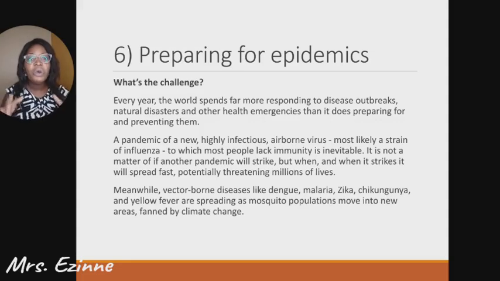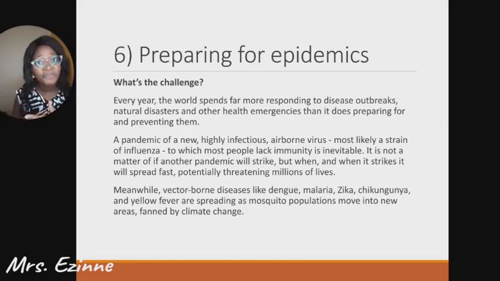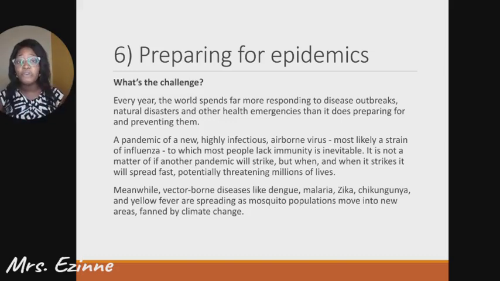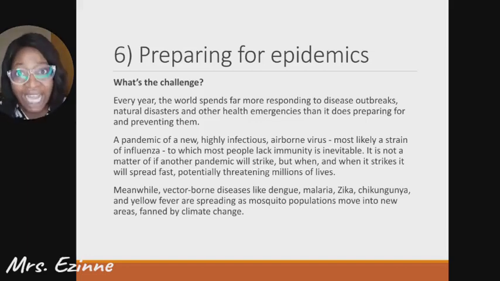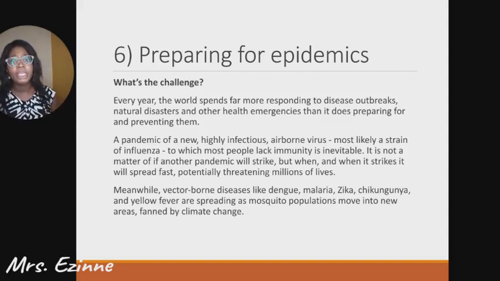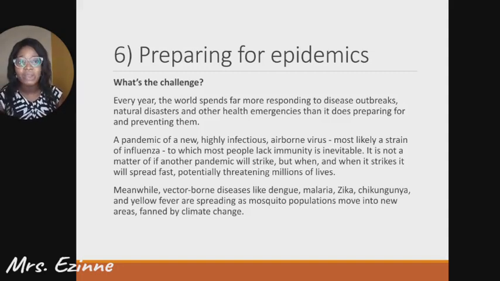A pandemic of a new highly infectious airborne virus, most likely a strain of influenza, for example, or COVID, to which most people lack immunity, is inevitable. It is not a matter of if another pandemic will strike, but when. And when it strikes, it will spread fast. And we saw that with COVID-19, the way it moved from China or Asia down to all the countries. Okay, it will spread fast, potentially threatening millions of lives. A lot of people died and will die because of a pandemic.